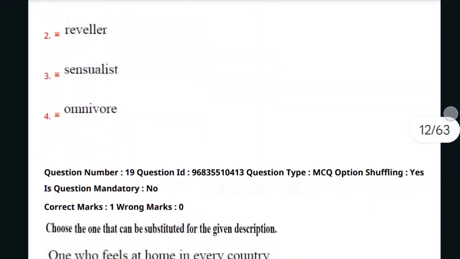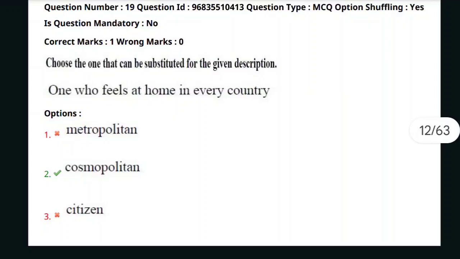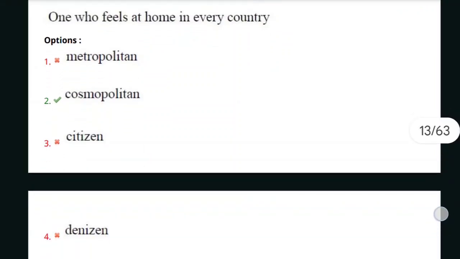Let's move towards another question. So the next question, 19th question, is: choose the one that can be substituted for the given description. Here again we have the question on one word substitutes, and the question is: one who feels at home in every country. Here they gave options like metropolitan, cosmopolitan, citizen, and denizen, and the correct option here is cosmopolitan. So cosmopolitan is nothing but international. For example, a cosmopolitan plant, which means a plant which can be found in all the countries, in every country. So the word cosmopolitan can be substituted under this description, one who feels at home in every country. So the correct answer is cosmopolitan, second option.